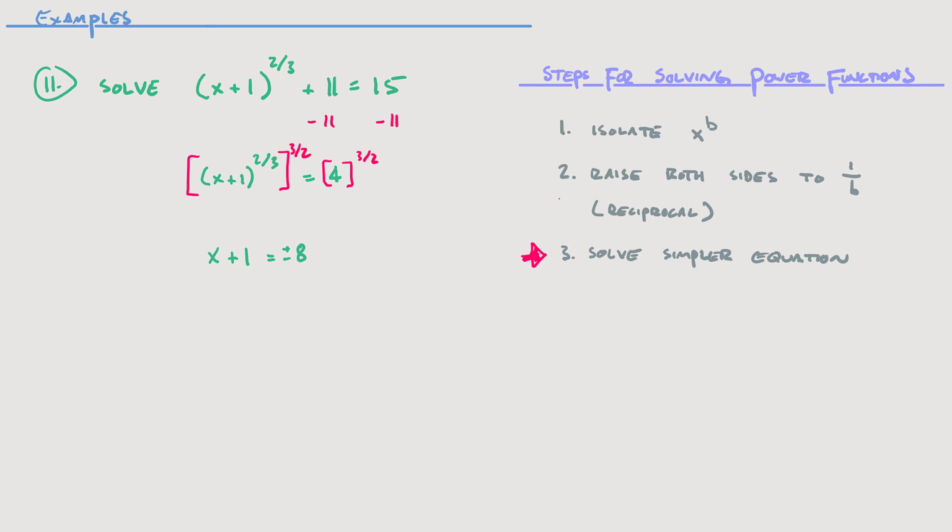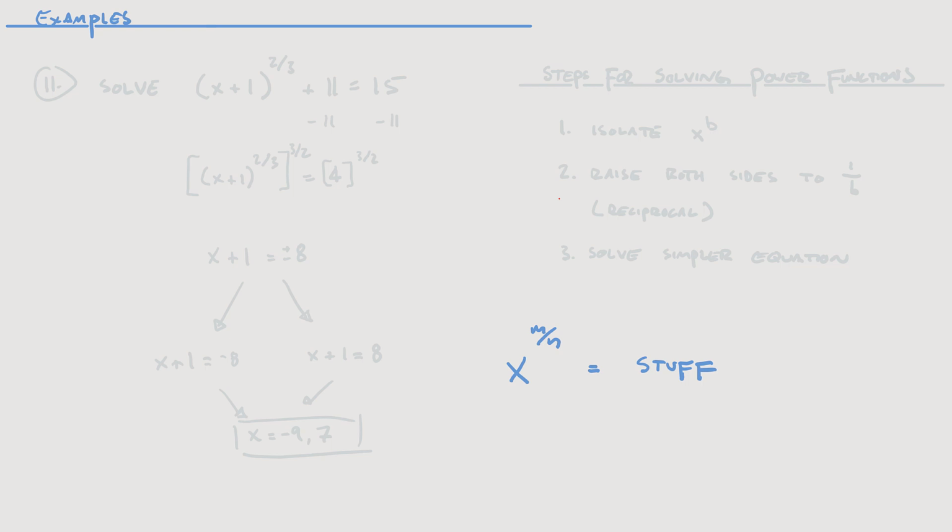And that is, we need to solve now this simpler equation. Since we have x plus 1 equal to plus or minus 8, we should break that up into its 2 equations. x plus 1 is equal to negative 8, and x plus 1 is equal to positive 8. In both cases, you subtract 1 to solve, and you get negative 9 and 7.